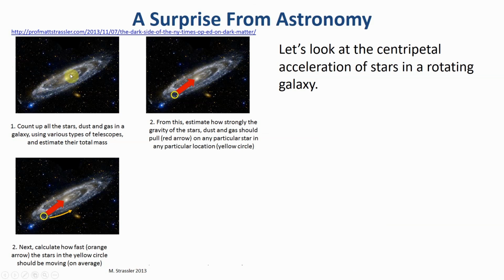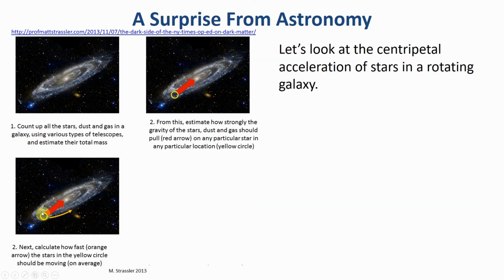So what I could do is count up all the stars, dust, and gas in the galaxy using various types of telescopes, and estimate their mass. From the mass and centripetal force, I could figure out how much gravitational pull is on those, so how much centripetal force there should be, so how fast they should be going around. It's just a straight application of what we've been doing.